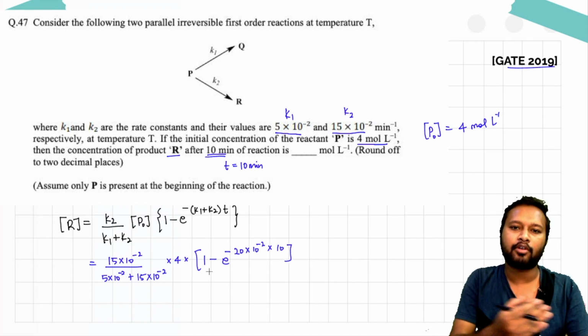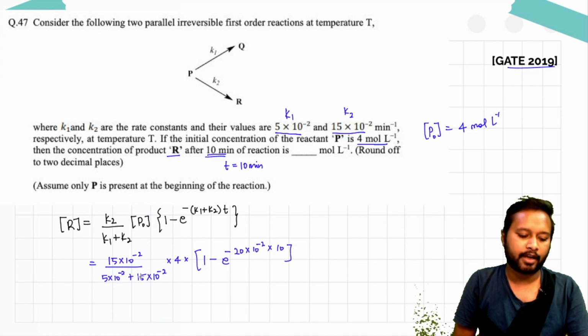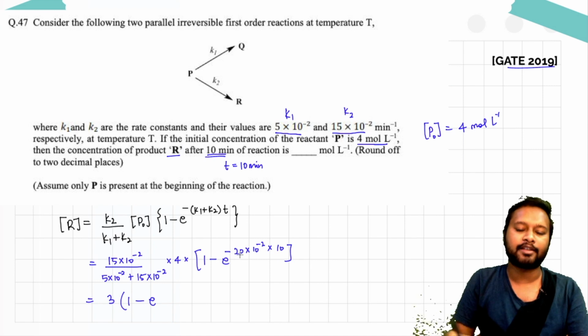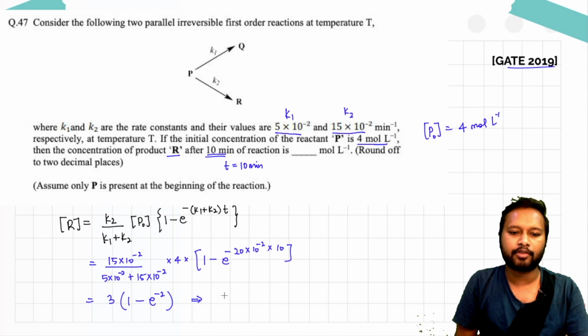Use your calculator to solve all these values. After solving, this particular whole term, when you multiply and solve, you are going to get 3, and here you will get 1 minus e to the power... now minus 20 into 10 is 200. 200 into 10 to the power minus 2 will cancel out the zeros, so that will be minus 2. Okay, now just do your calculation.